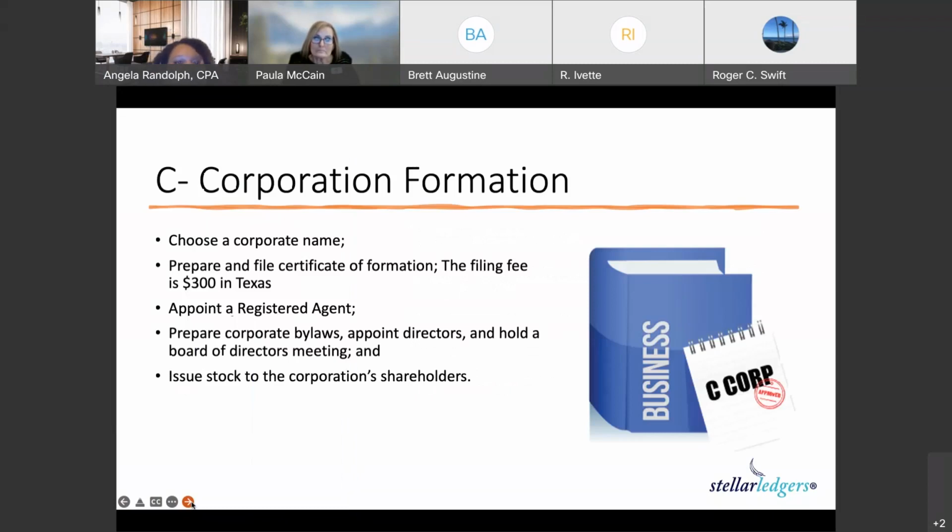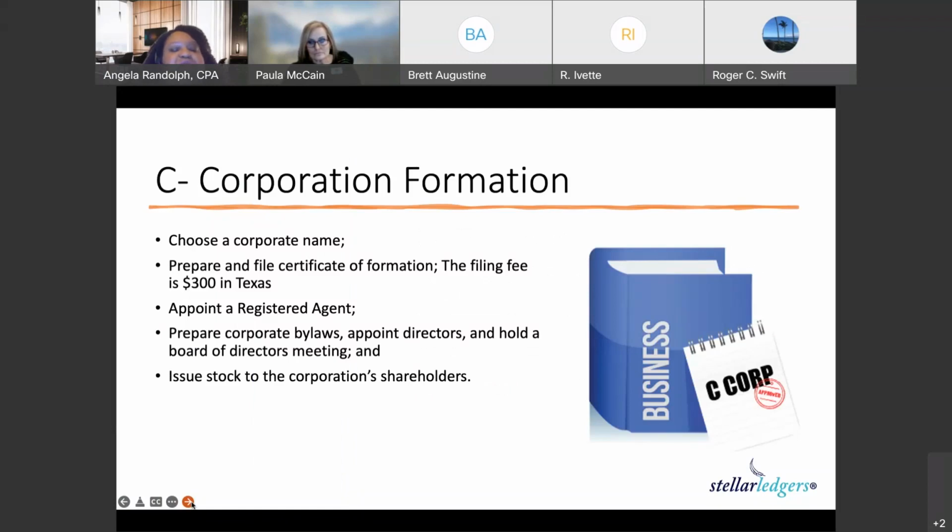So let's talk about the formation. You want to choose your corporate name. You want to prepare and file a certificate of formation, and the filing fee is the same as LLCs here in Texas. You want to appoint a registered agent. You want to prepare the corporate bylaws. You want to appoint directors, and you want to hold board of directors meetings.